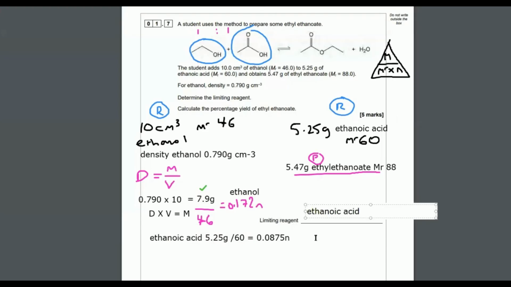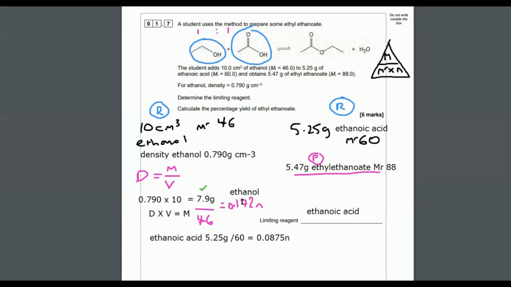I'm going to be left with a certain moles of ethanol left over. Now, if I wanted to find out how many moles of ethanol I've got left over, I could do 0.172 minus 0.0875. But we don't need to find out how much ethanol is in excess. That's not part of the question. The next part of the question is to calculate the percentage yield of ethyl ethanoate.